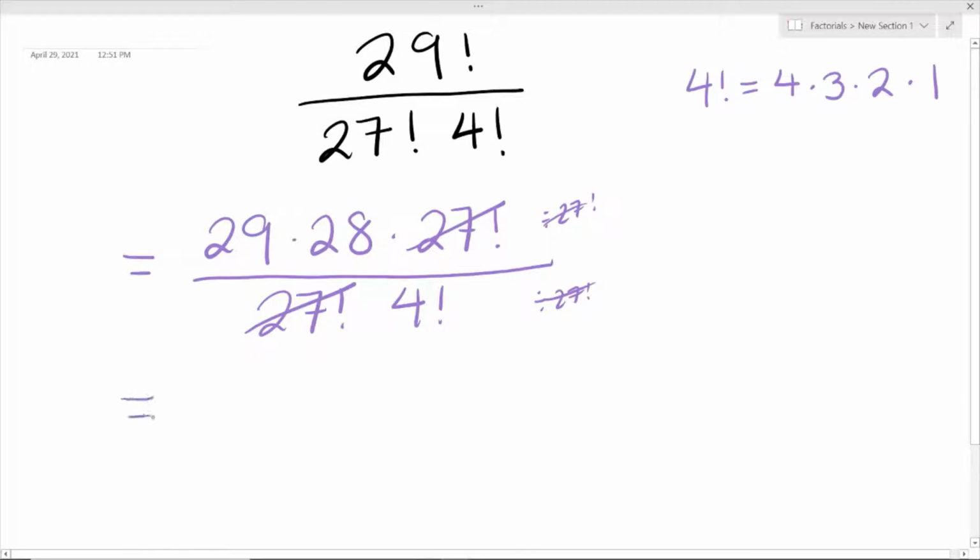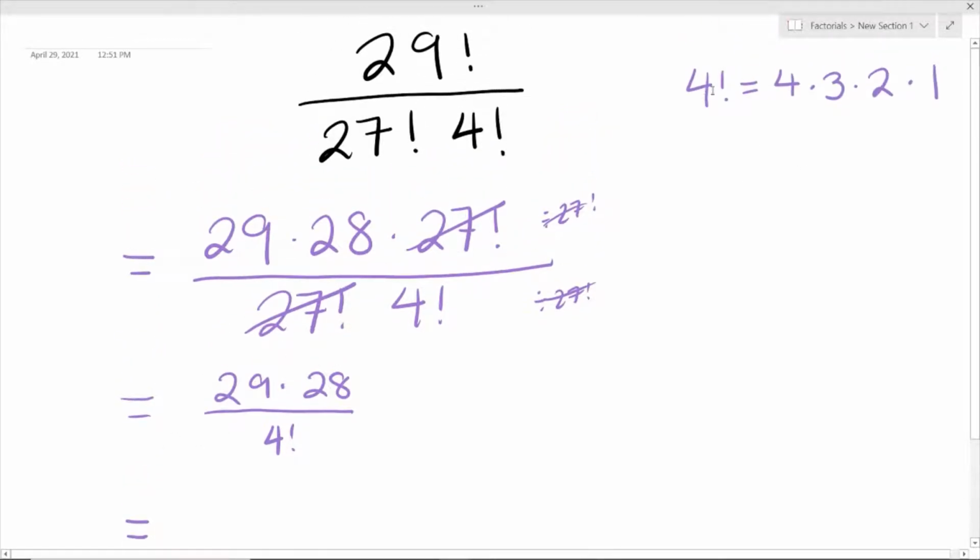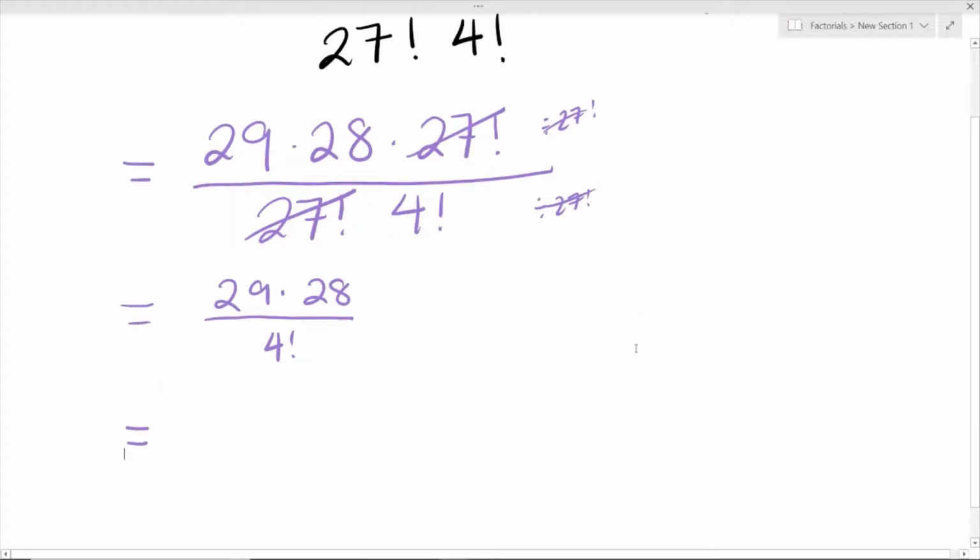So here we will be left with 29 times 28 all over 4 factorial. And then here we can see that we have 28, and we know 28 is divisible by 4, but we need to take this factorial apart in order to get access to the 4. Because remember, 4 factorial equals 4 times 3 times 2 times 1. We can have access to the 4 to cancel it and simplify. So let's do that. So 29 times 28. And let's break this apart. 4, 3, 2, 1. Good.